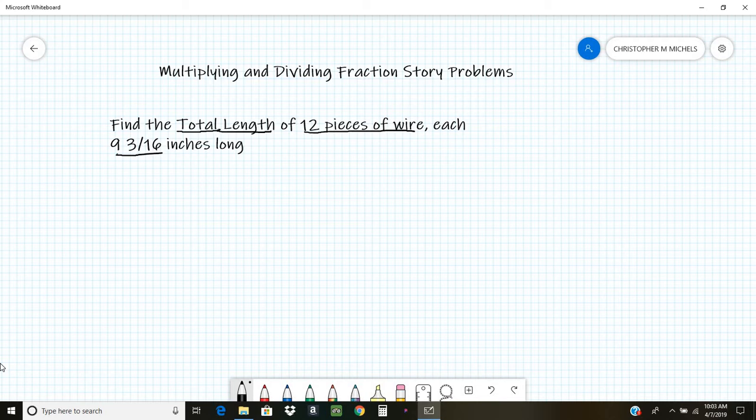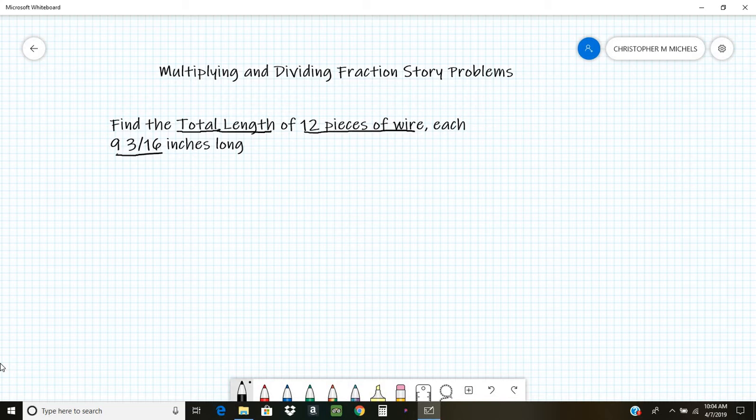Since each piece of wire is the same length, we have to add this up however many pieces we have. Think about it, we have 1, 2, 3, 4, 5, 6, 7, 8, 9, 10, 11, 12. Just imagine those are symmetrical. I could add up 9 3/16 twelve times, and that'd be my total length. This is what's going on in the physical world, but I would rather use arithmetic and get my answer a little bit more efficiently.